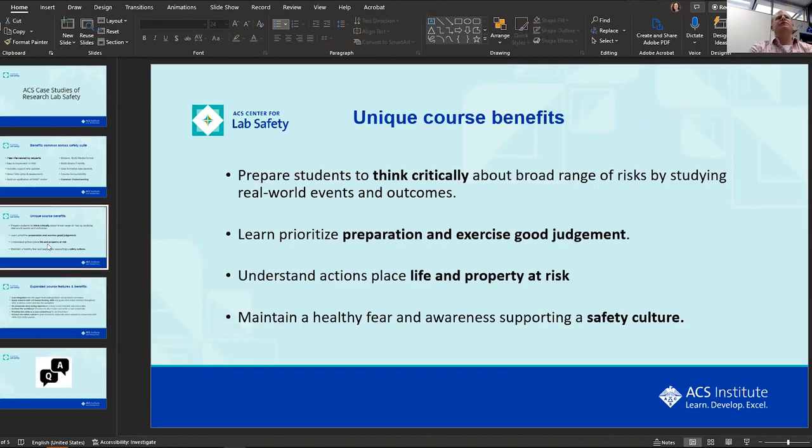So, some unique course benefits here that differentiate this from anything else on the market. We don't try and teach a student every possible outcome or safety risk that they can have. Rather, we teach them to think critically using real-world outcomes about the risks, so that they can learn how to prepare for the lab and exercise good judgment on a regular basis. It also functions to help ensure that they recognize their actions have a risk to life and property, and they maintain a healthy fear as they navigate the laboratory.